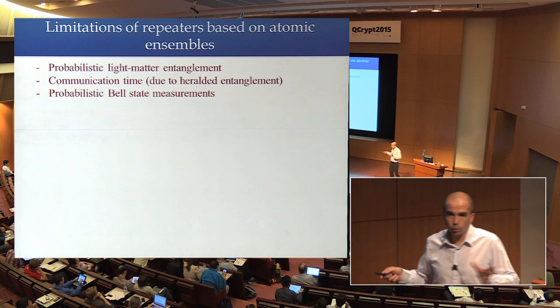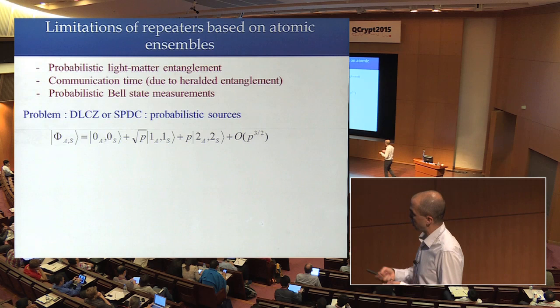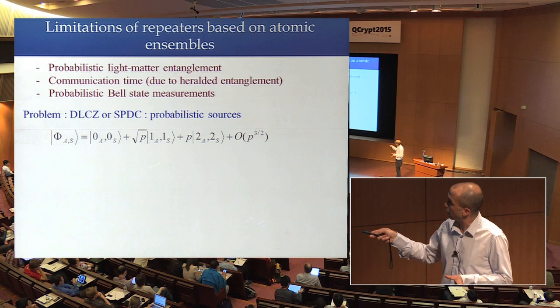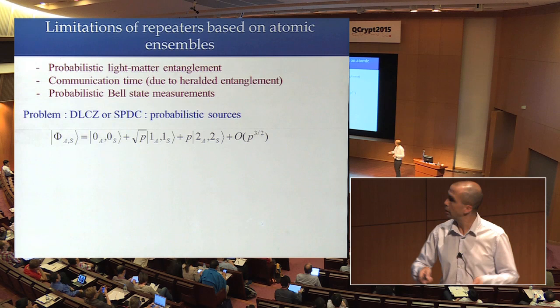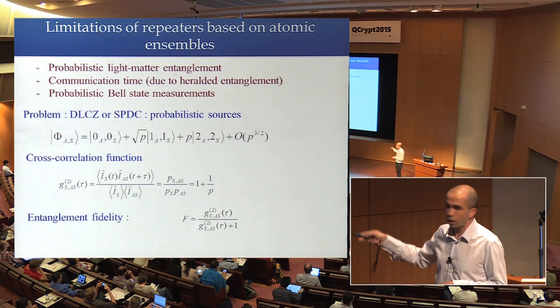So the first point, the problem is that the state that you generate either with down conversion sources or with DLCZ quantum memories is this one. So we have a state where most of the time you have the vacuum, with a very small probability you generate a pair of photons, and then you have some higher order terms as well. So naively you say, okay, I increase this P, right? So I generate more photon pairs, I can just increase the P.